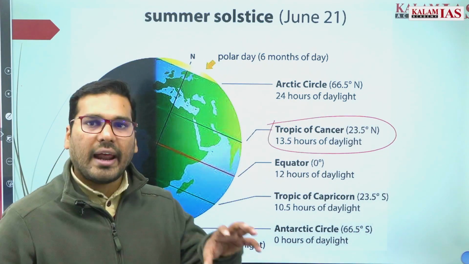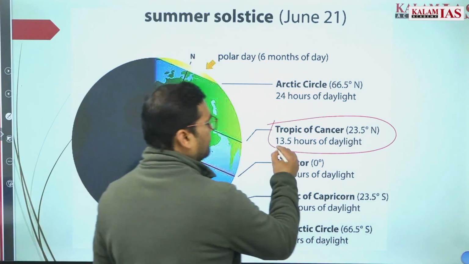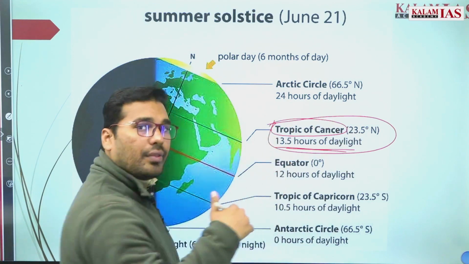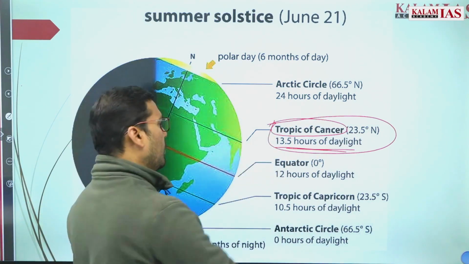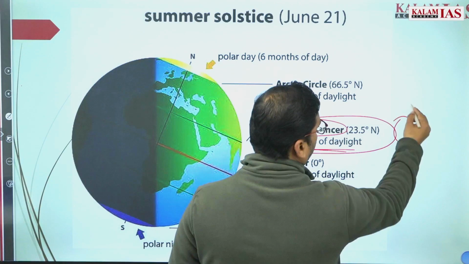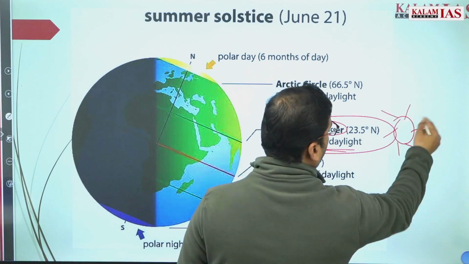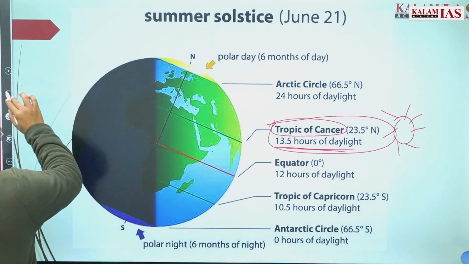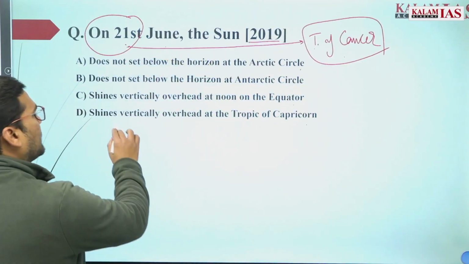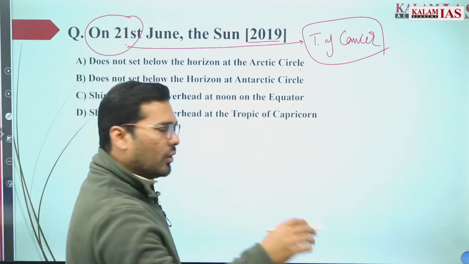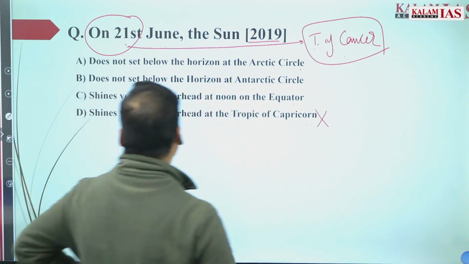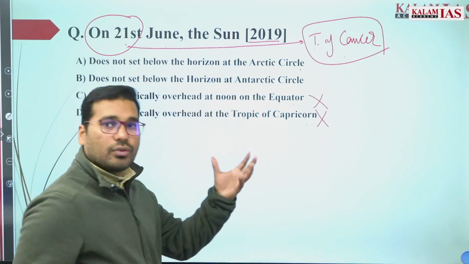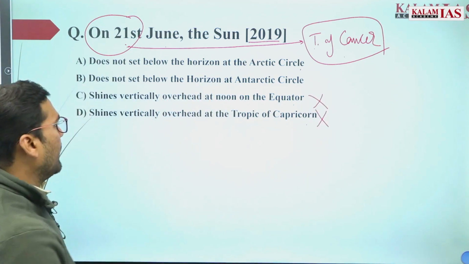If the sun is overhead at any place, the day will be longer, right? And the Tropic of Cancer is in the northern hemisphere. Okay, suppose the sun is here. Now, in the options given, you can eliminate shines vertically overhead at the Tropic of Capricorn. Khatam. This is not the answer. Shines vertically overhead at noon on the equator. No, because it is vertical at the Tropic of Cancer.